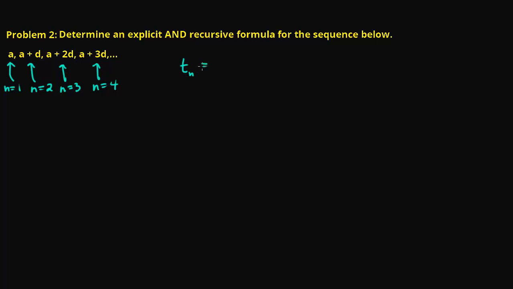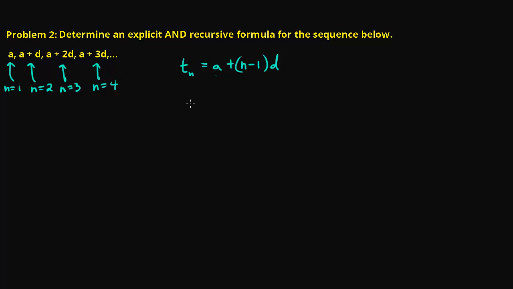So if I wanted an explicit formula for this sequence, I could write this as t sub n is equal to A, where A is the first term of the sequence, plus n minus 1 times the common difference. And that's because to get to the nth term, I've added the common difference one less time than the term number. So this is the formula for the nth term. This is the explicit formula.